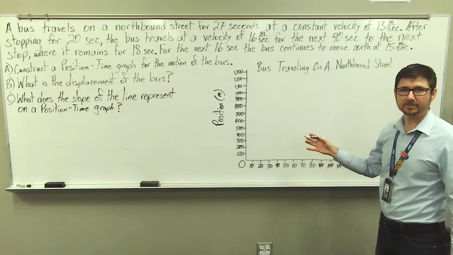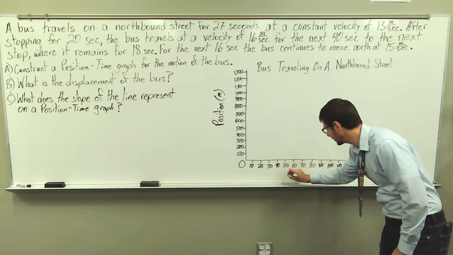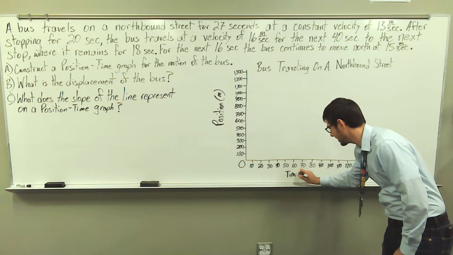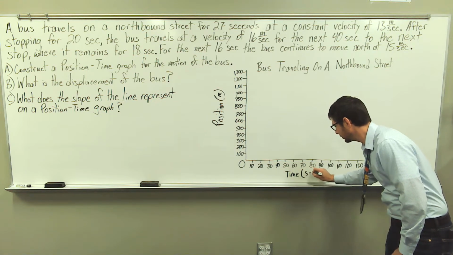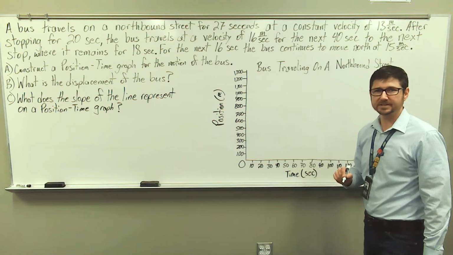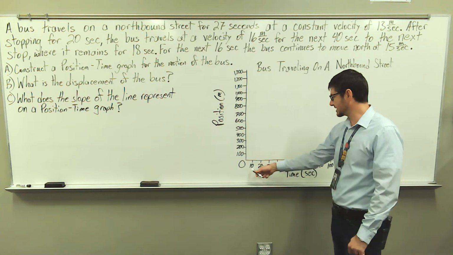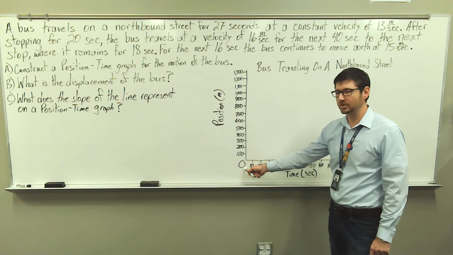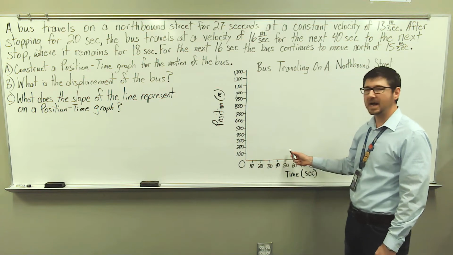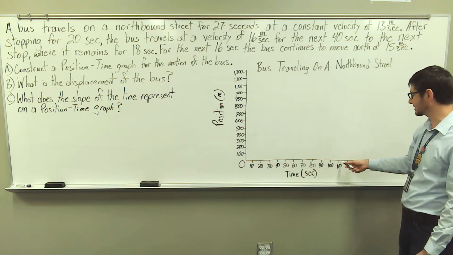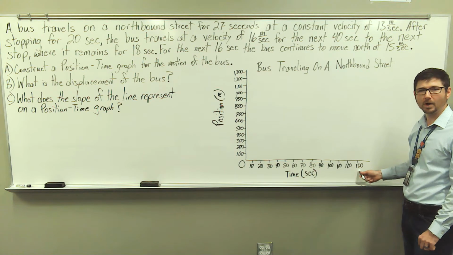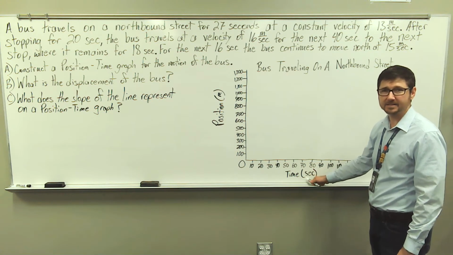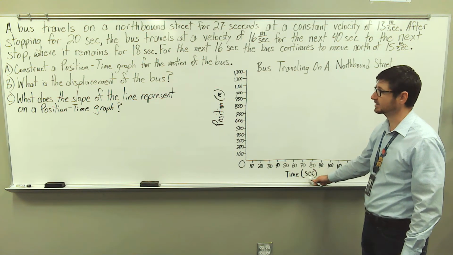So my independent variable is time. Let's go ahead and write time. Our units for time are in seconds, and my scale is 10, so I'm starting at a time of 0 seconds. I'm going up by tens on my x-axis all the way through 130, and like I said, we're in units of seconds.